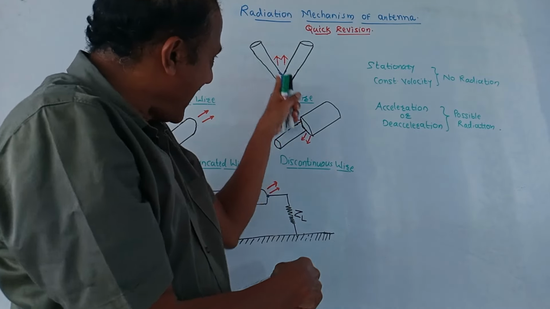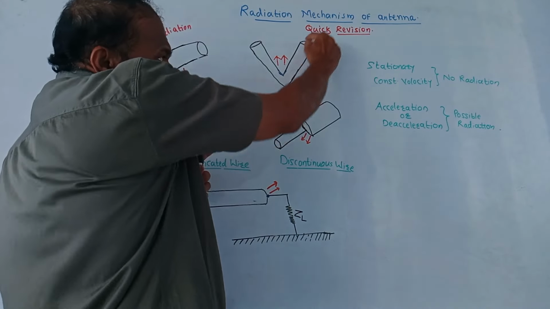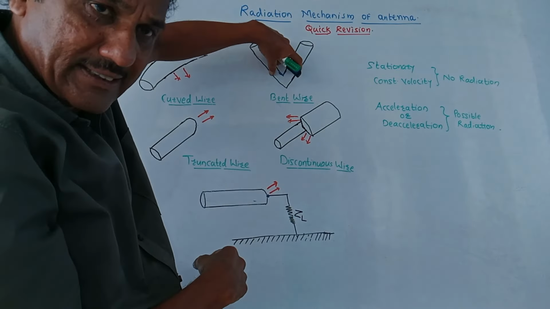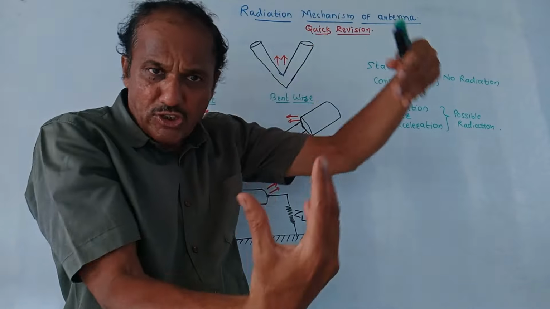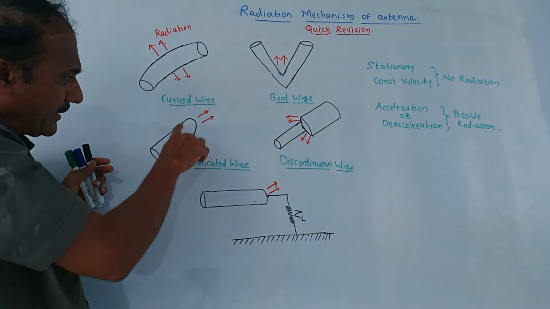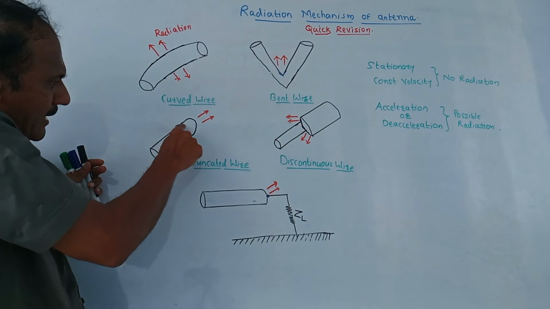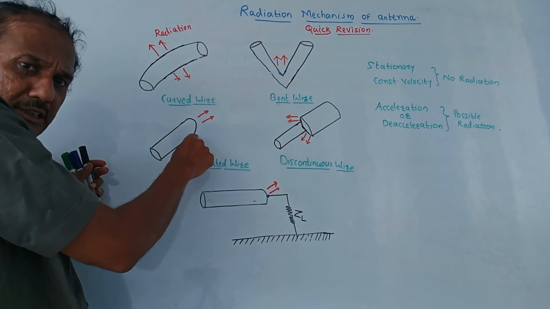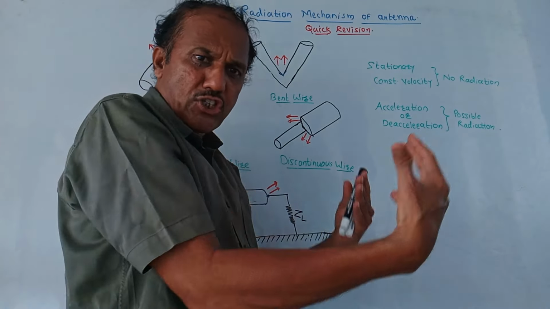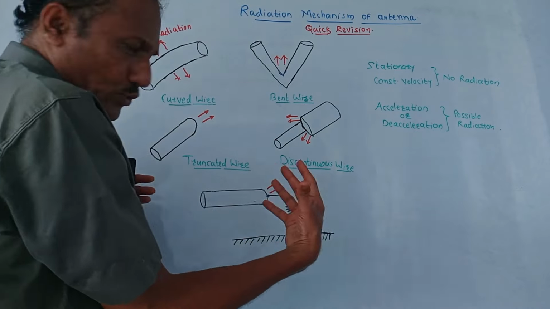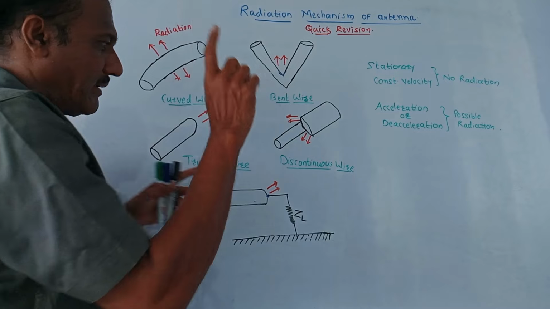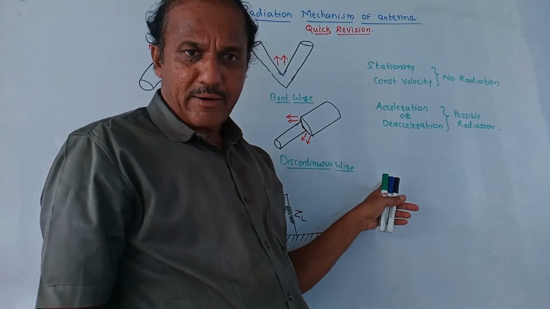Second diagram, if the wire is bent like this, and electrons are moving through this wire and certain bend is there, then again there will be change in the velocity and radiation is possible. Next is truncated wire. Truncated means this is the open end, the another end is suddenly closed. This is the truncation, because of which there will be change in the speed of electrons which are flowing through this wire. So radiation is possible.